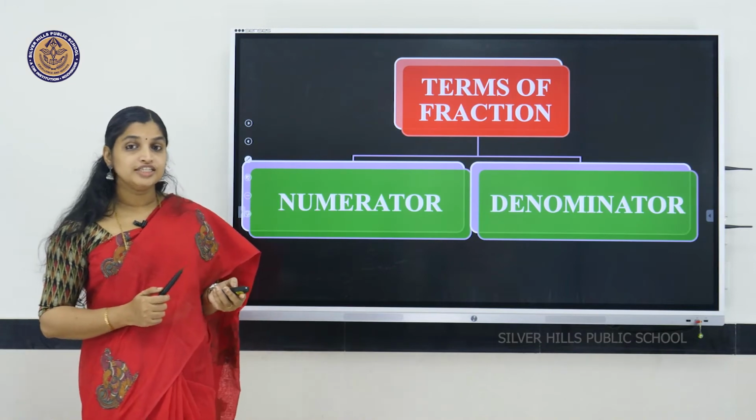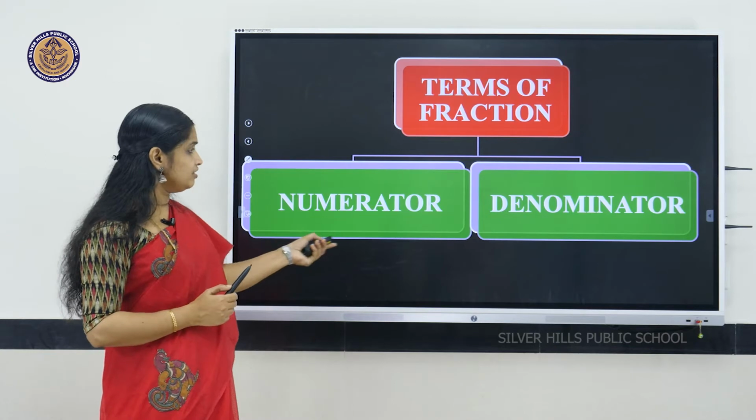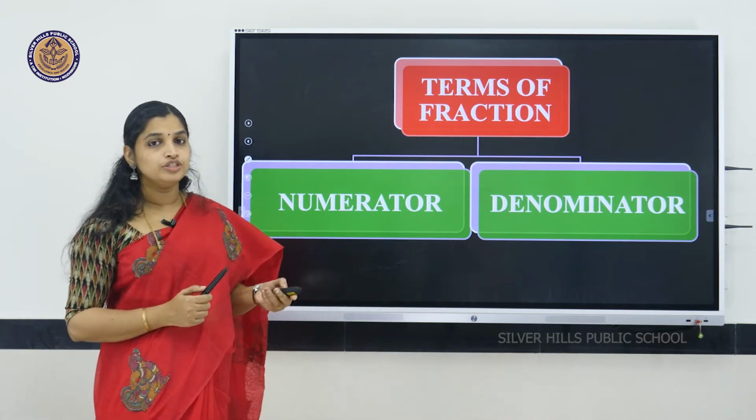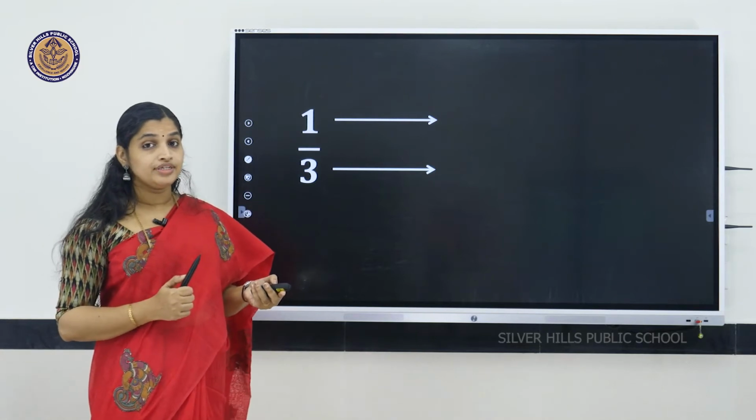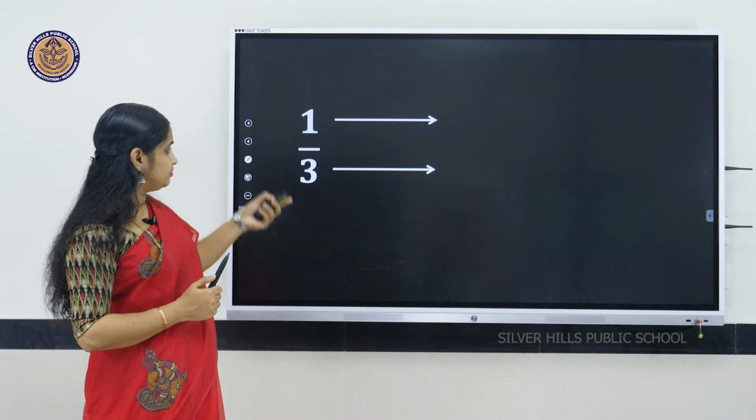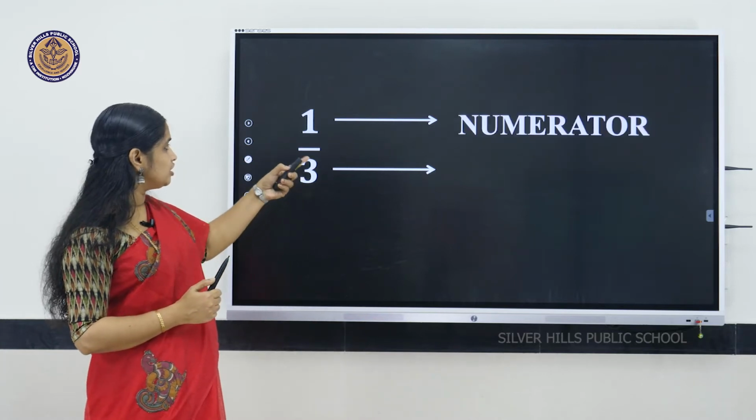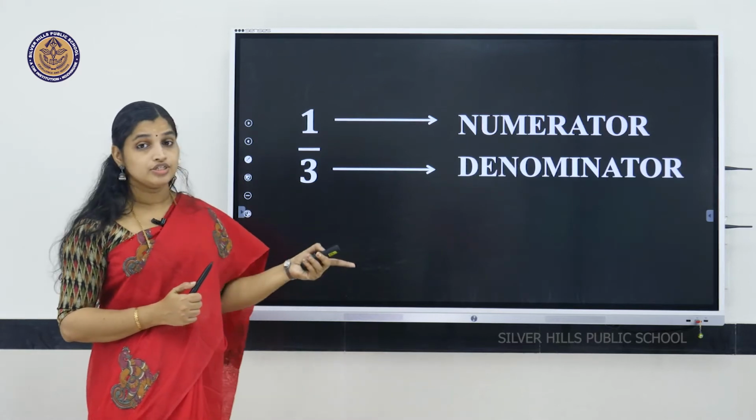Now we are going to see the terms of fraction. Numerator and denominator are the 2 terms of fraction. Now let us see what is numerator and what is denominator. Numerator. Here in this, 1 is the numerator and 3 is the denominator.